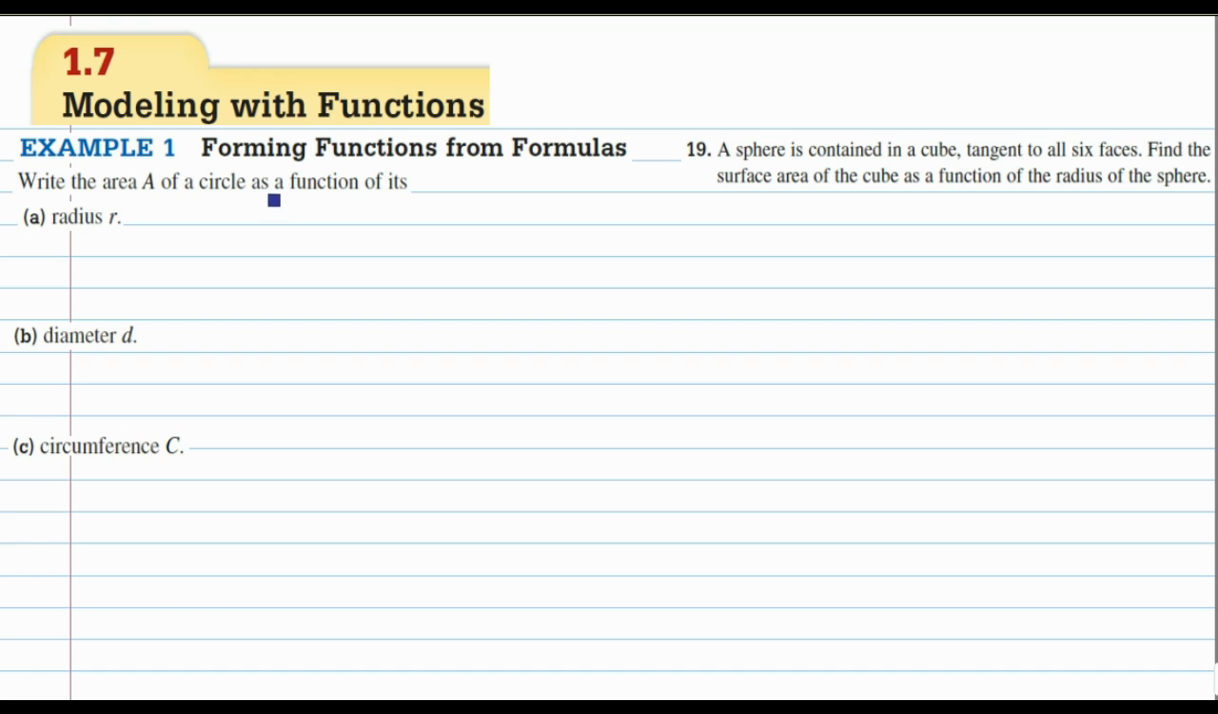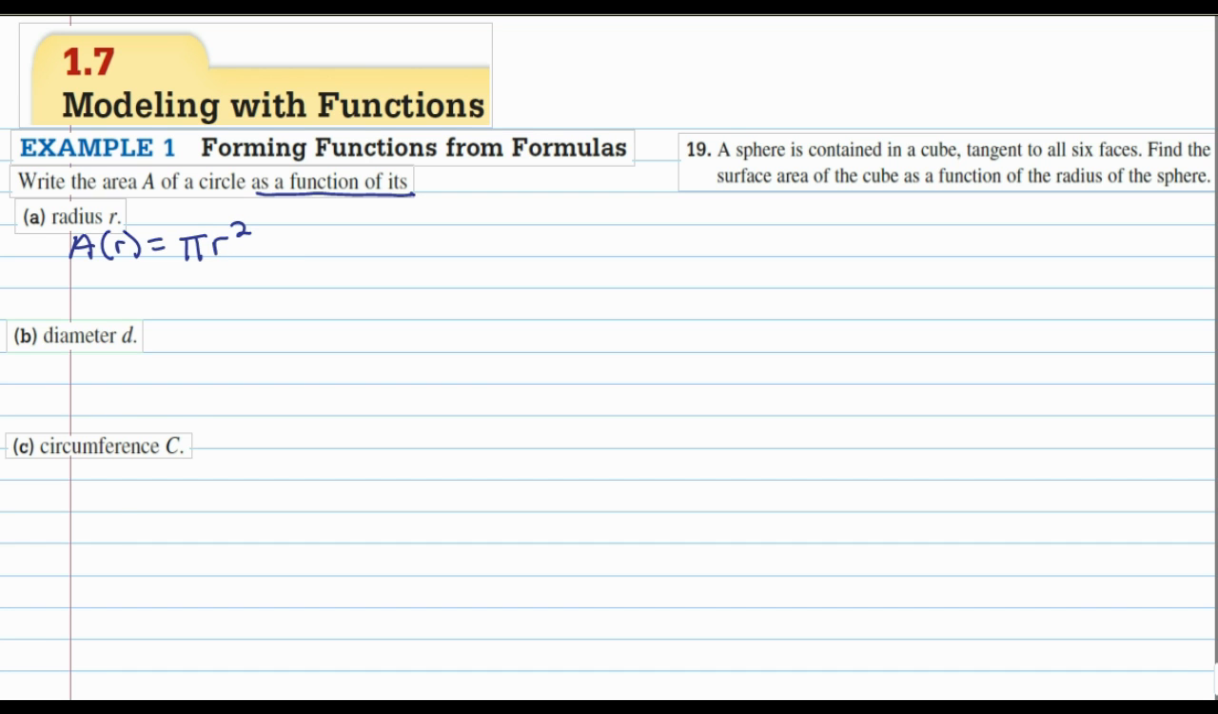So this part here, as a function of its, means when A is going to be the output, either the radius is going to be the input, the diameter is going to be the input, or the circumference is going to be the input. So for example, in part A, I want area as a function of radius. So the area where the radius is input. So I know that the area of a circle is pi r squared. So I'm already done with part A. Area as a function of its radius. So I plug in radius, I get out area.